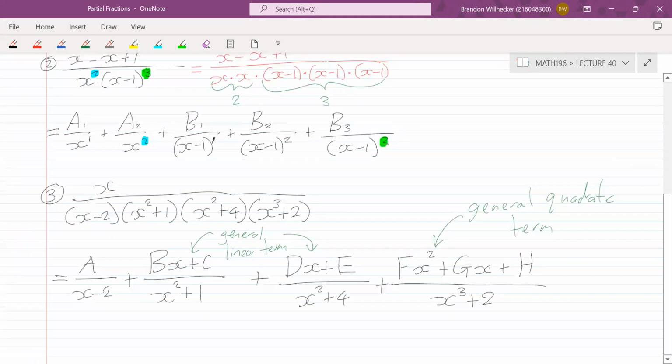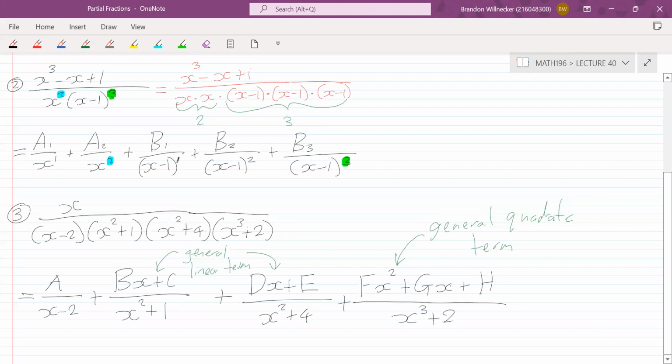Okay, so that's what we do if the degree of the denominator factor is higher than 1. In these cases, we've got x squared plus 1 for the first nonlinear part, so the numerator needs to be linear. The next one was x squared plus 4, that's quadratic, which means the numerator must be linear. And then the last one is x cubed plus 2, that's cubic, so the numerator must then be quadratic. It's always 1 degree less.